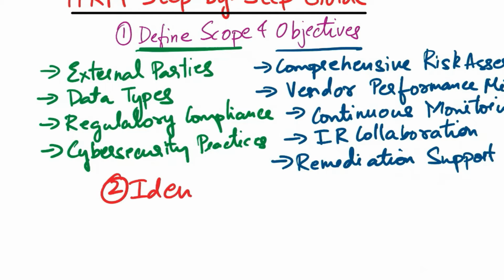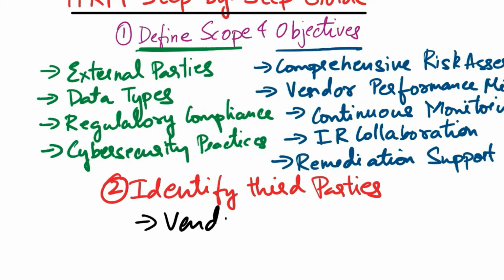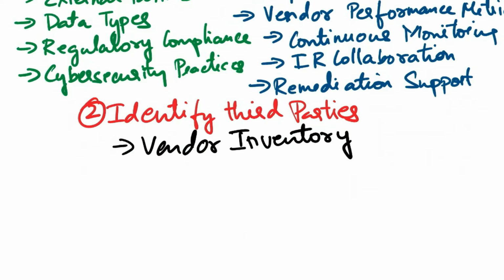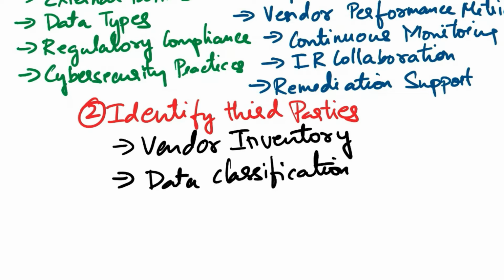Identify third parties. In this, the first one is vendor inventory. Create a comprehensive inventory or database that lists all external entities with whom your organization has a business relationship. This may involve collaboration with various departments to ensure a thorough list. Next, data classification. Categorize third parties based on the type and sensitivity of the data they have access to. Some third parties may handle more sensitive information than others, requiring different levels of scrutiny.